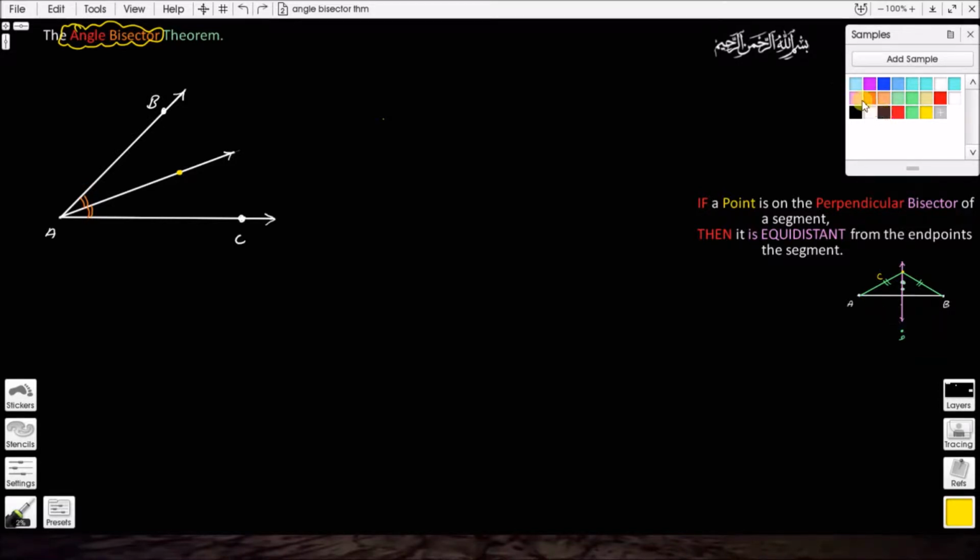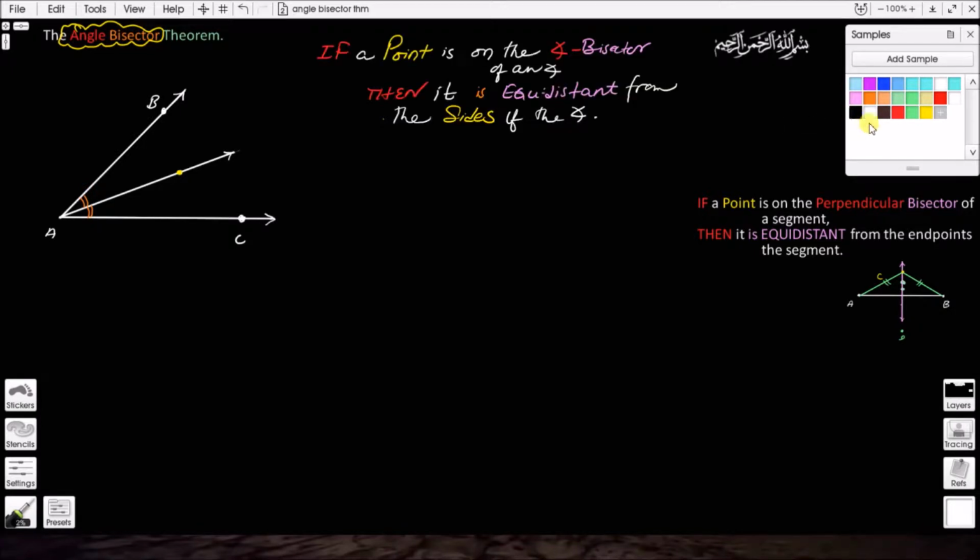Now, the angle bisector is very analogous to the perpendicular bisector, and the theorems are very analogous. So I'm going to first state the angle bisector theorem, and then we're going to try to provide a proof, inshallah. This is what the angle bisector theorem says. It states, if a point is on the angle bisector of an angle, then it is equidistant from the sides of the angle. Again, the theorem is more about the points that are on the angle bisector. So I have here an angle ABC, and I have this angle bisector.